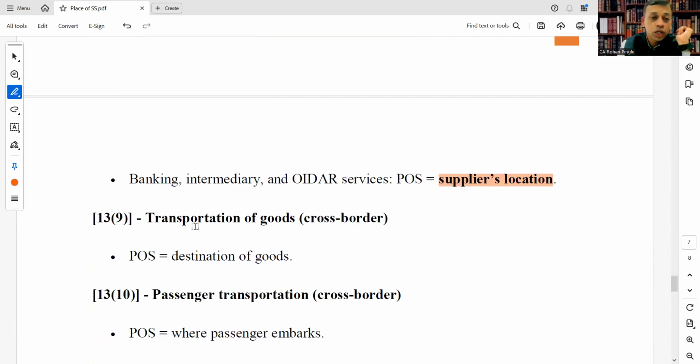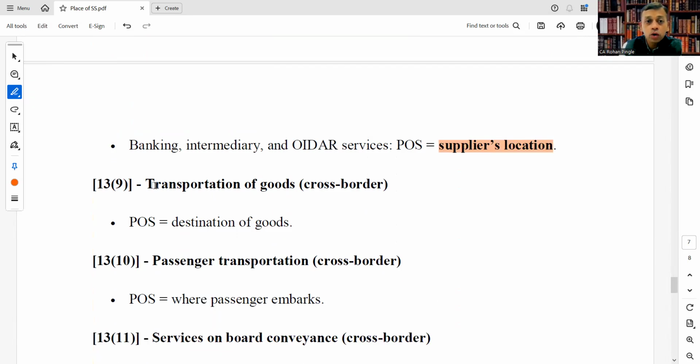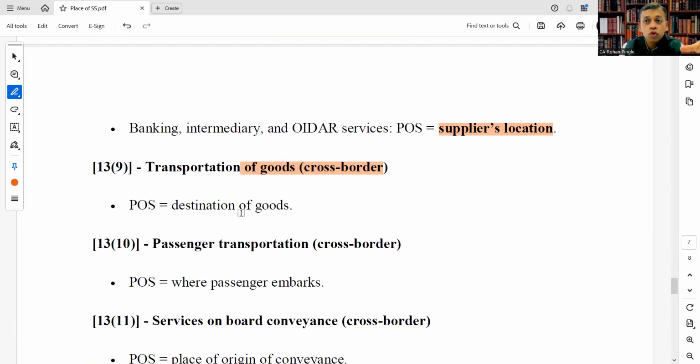Subsection 9 of section 13 talks about transportation of goods cross-border. Place of supply will be the destination of the goods. It will be treated as export and chargeable at zero rate. Transportation of goods cross-border: place of supply will be the destination of goods.